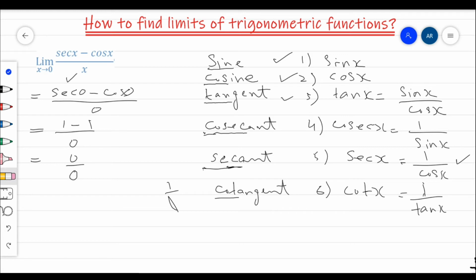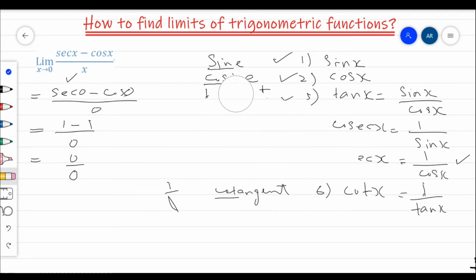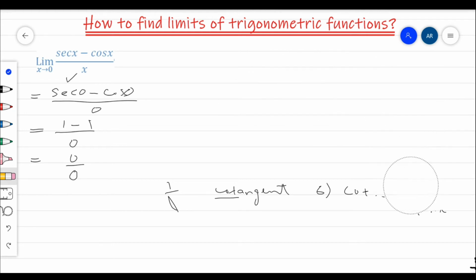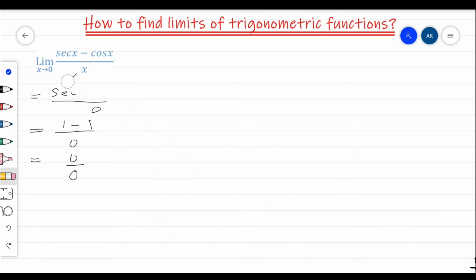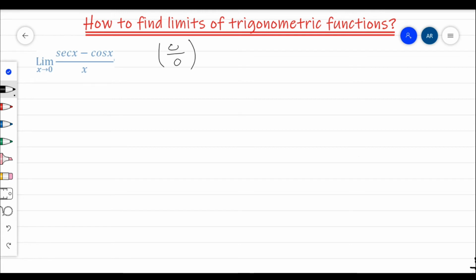Now, you can see in the given function, we cannot use any algebraic technique. We cannot factorize the given function. We cannot rationalize the given function. So we need to use a different technique to tackle this indeterminate form, which on direct limit is 0 by 0. Now, we can rewrite the given function as limit x approaches 0, 1 by x times secant of x minus cos of x.